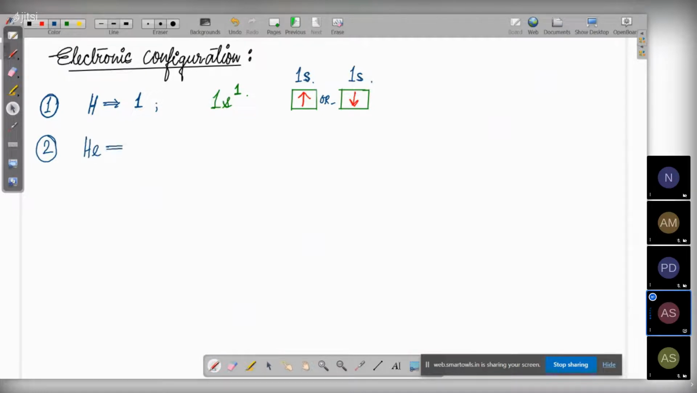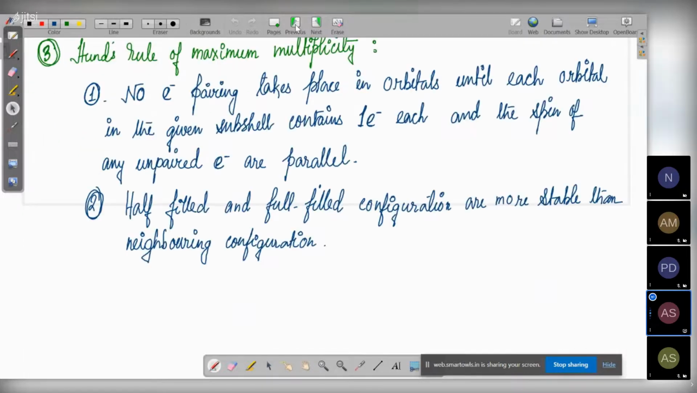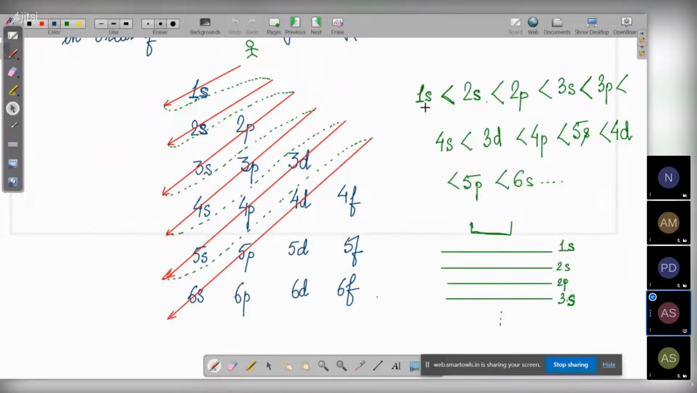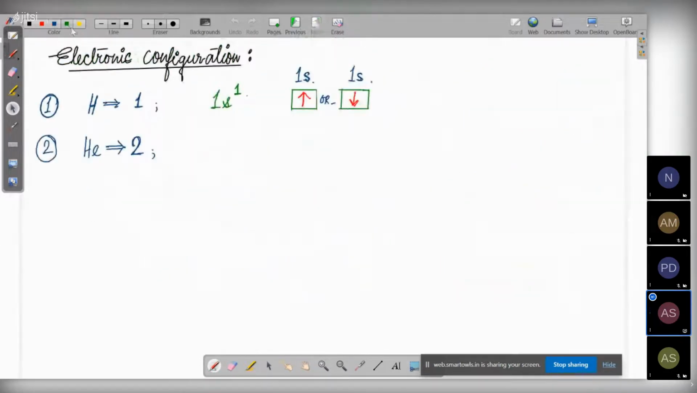Now helium has 2 electrons. Before, you wrote the configuration simply as 2. But now, according to the Aufbau principle, where do the first 2 electrons sit? They will sit in the 1s orbital only. That is why the configuration of helium is 1s.